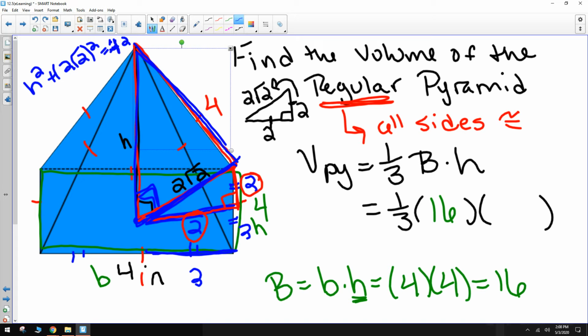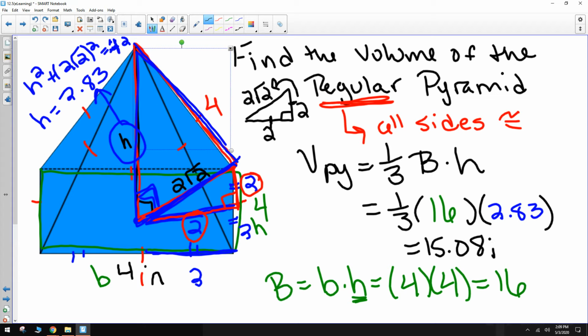Okay. I get that the height squared is 8, so then I have to take the square root of 8, and I get 2 square root 2, which as a decimal is about 2.83. You can use a decimal because we're doing volume. All right, so this height right here is 2.83. Now I can multiply that by 16 and divide by 3. And I get 15.08. 15.08 inches cubed.